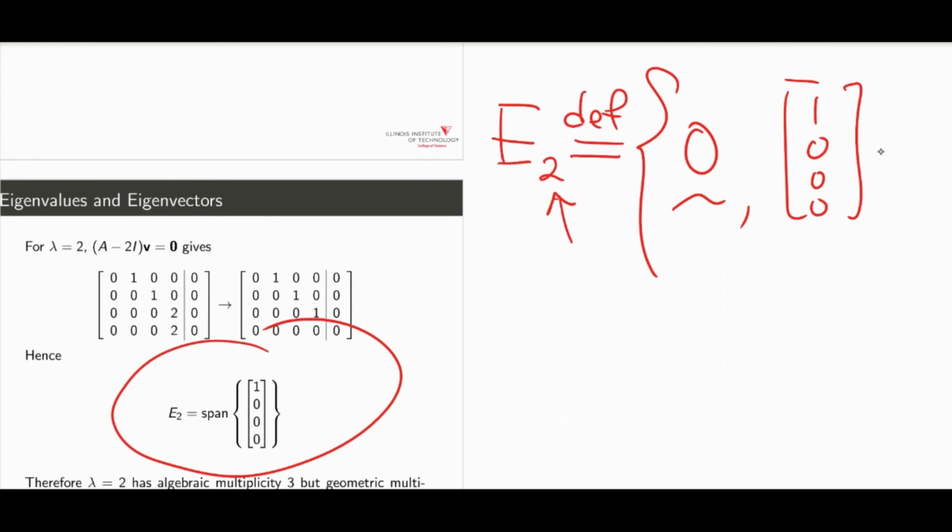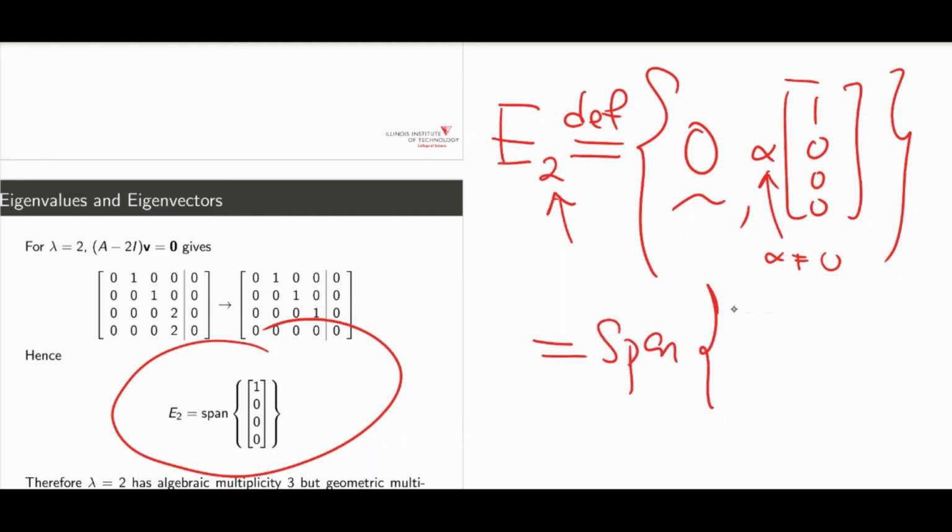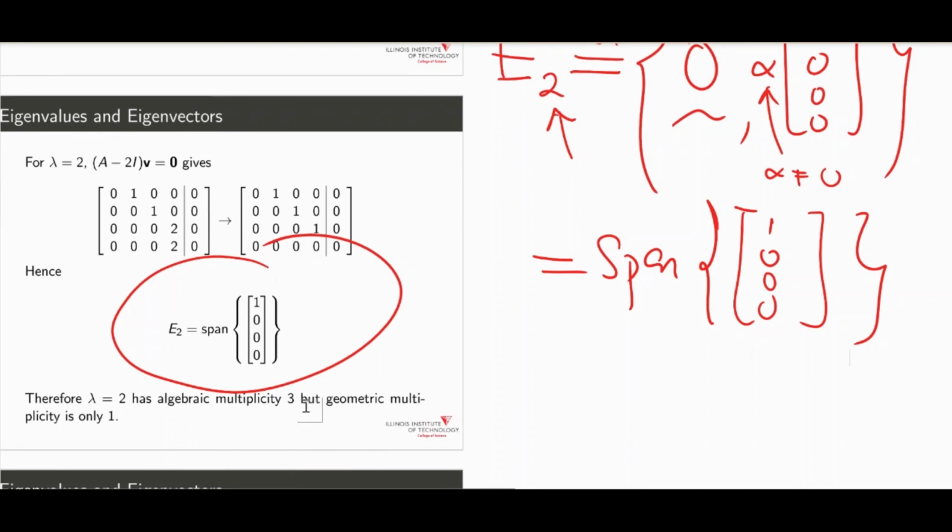Let's call it y or something, all multiples of it. Let's say alpha, and alpha is not equal to 0. They are all going to be multiples of the vector (1, 0, 0), with alpha not equal to 0. But if you look at this, you can see that E2 is actually the span of the vector (1, 0, 0), which means E2 right here is of dimension 1.